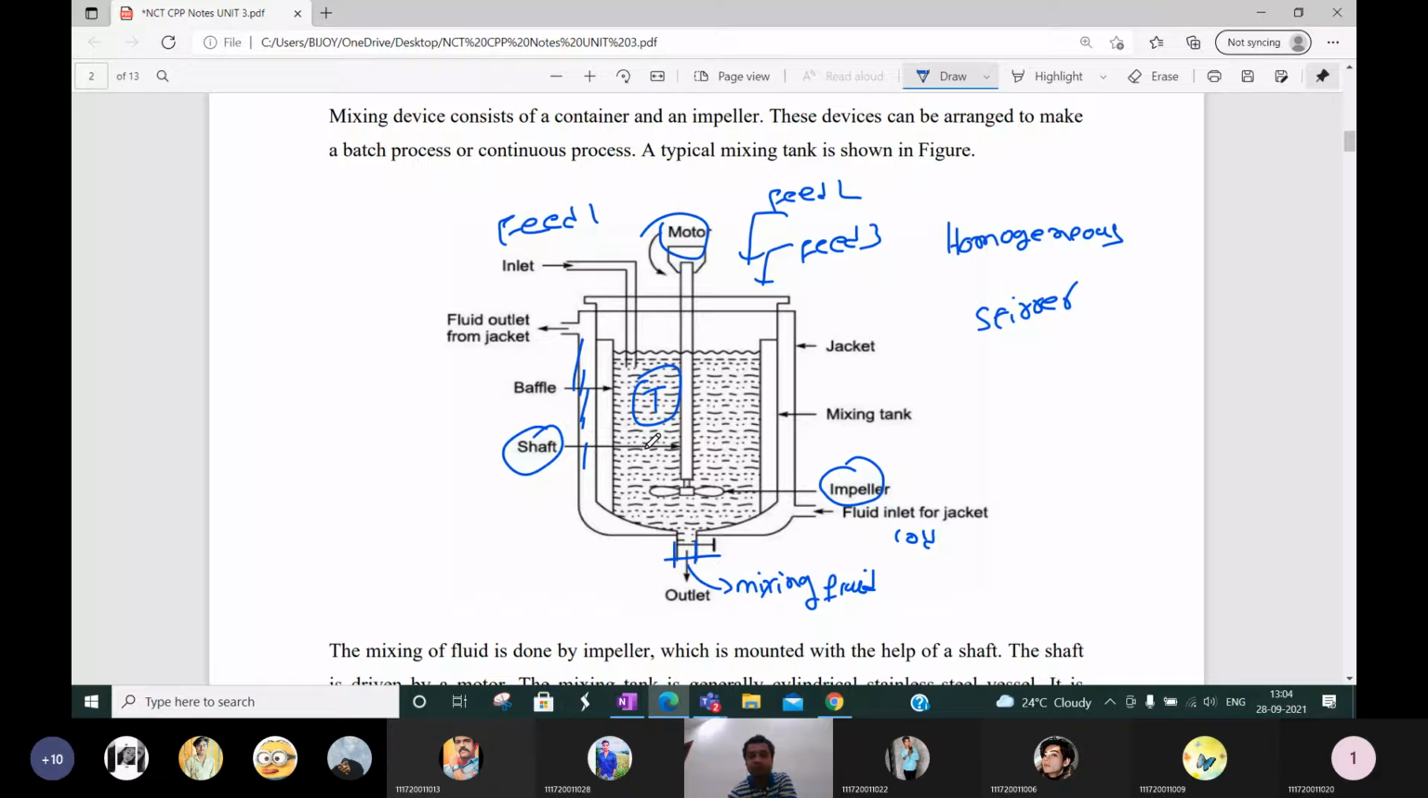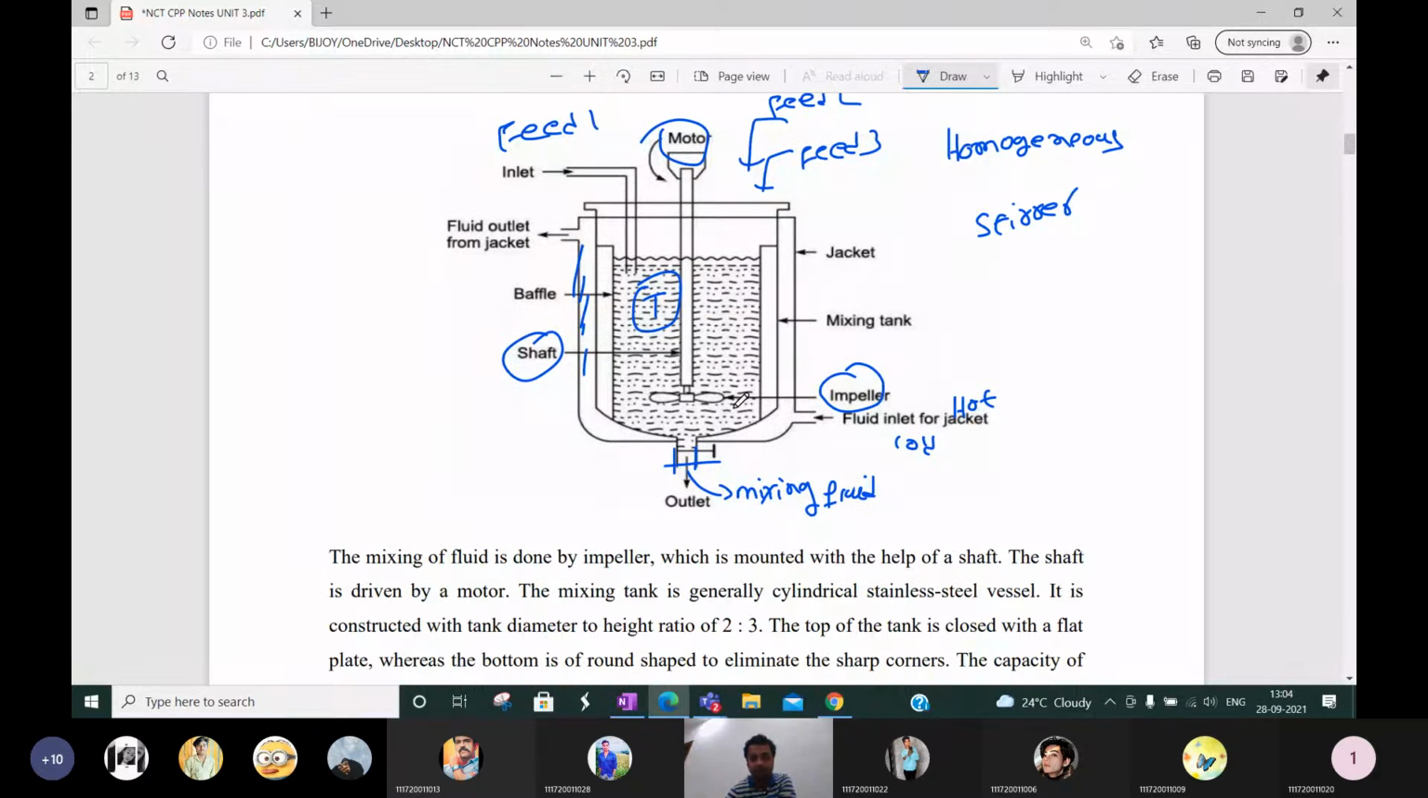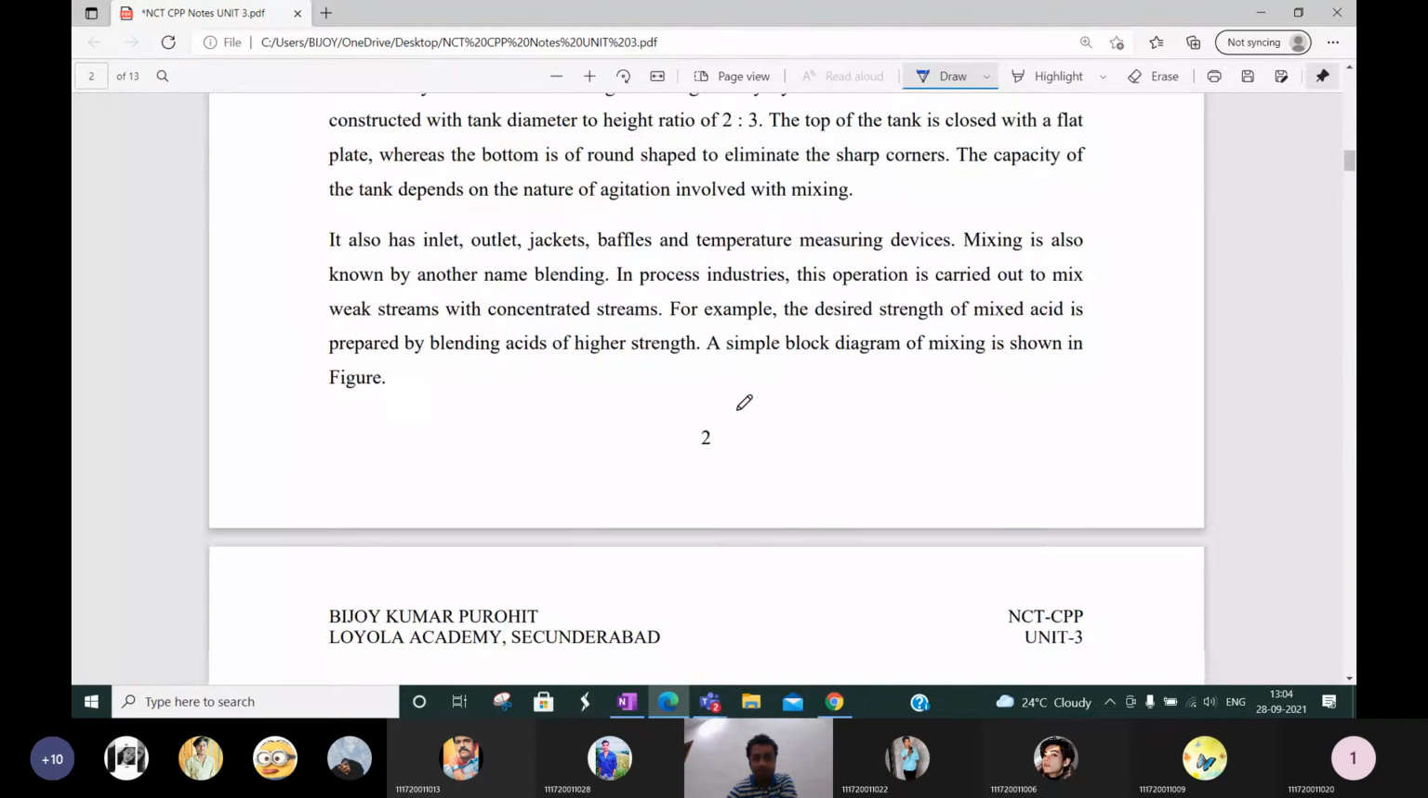If the mixing reaction is endothermic, it means the temperature is decreasing. Then what do we have to do? We have to send a hot fluid, so that the heat will flow into the solution and the solution temperature will be maintained. Okay, that we have to maintain. This is the structure of the mixing tank.